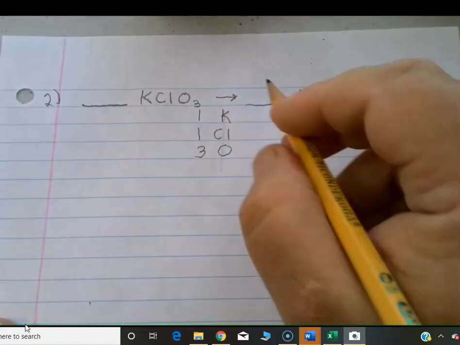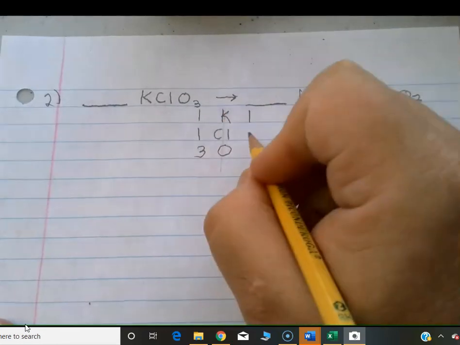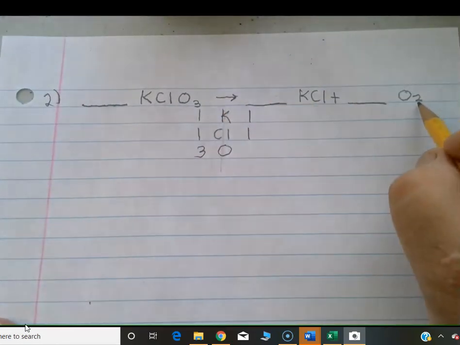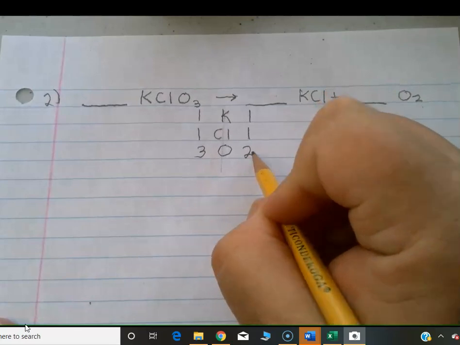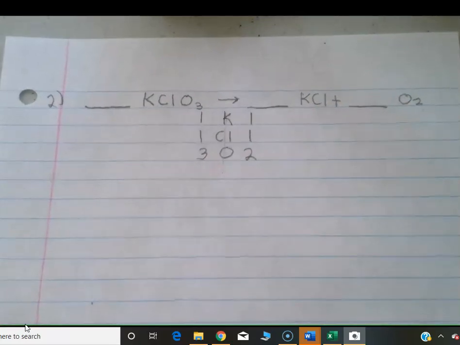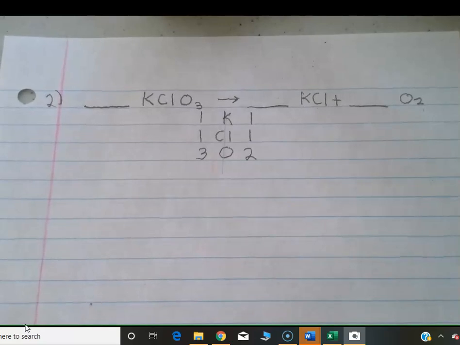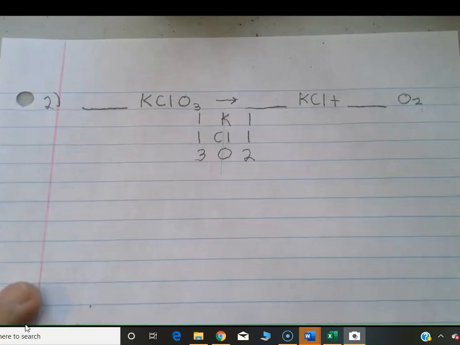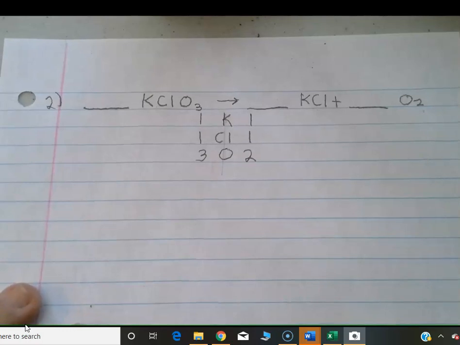Over here we have 1 potassium, 1 chlorine, and 2 oxygen atoms. So we notice that potassium and chlorine are already in balance. Oxygen is not. However, in balancing oxygen, we may throw either potassium or chlorine out of balance temporarily until we get to our final answer where everybody's in balance. Okay, so let's go ahead and do this. And this is usually the way I do it.